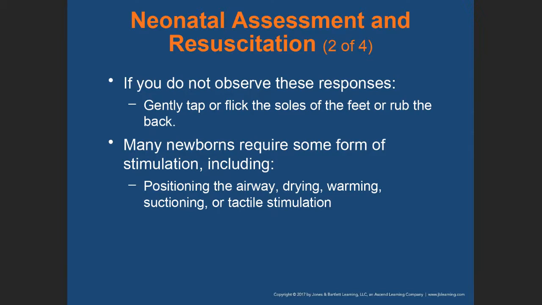If they require oxygen, you will not put a device directly on their face. You're going to give them blow-by oxygen, because if the oxygen is directly on the face, it can damage their eyes.